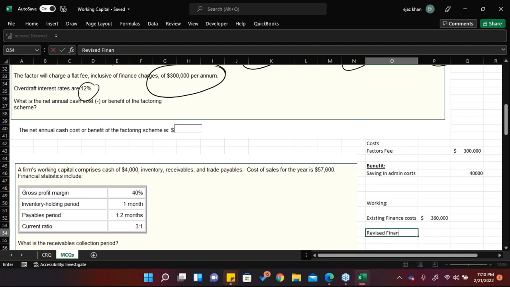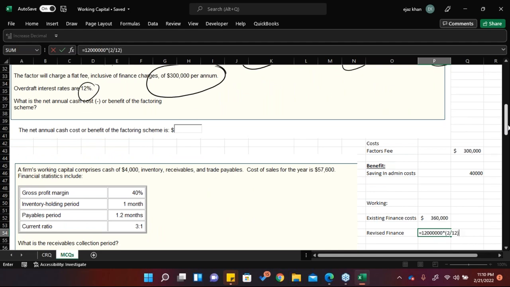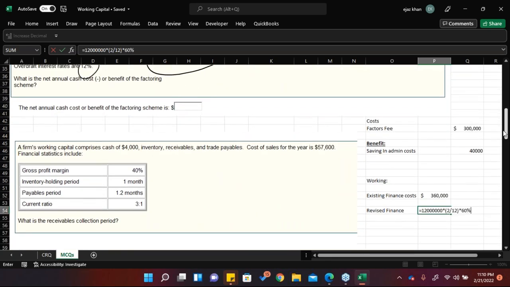Revised finance cost will be the revised account receivable first. Revised account receivable will be 12 million into 2/12 into 60%, because 40% of the receivables will now be financed through the factor, and the cost of that financing is already included in this cost. So we will just be taking the other part of the cost, that is 60% of it. 60% into 12%. That is going to be the revised cost of finance. So saving in finance cost will be 216,000. That saving will also be treated as benefit.